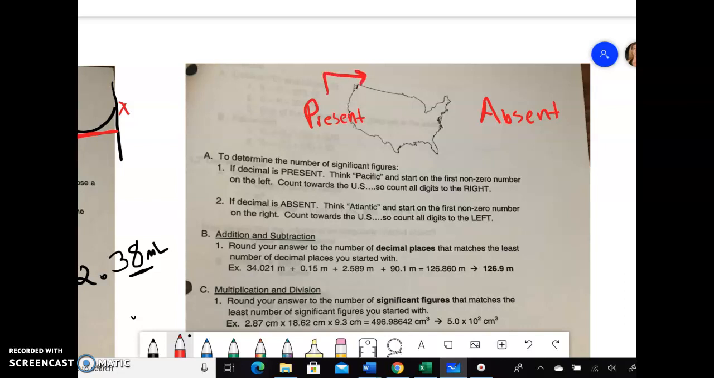So if it was present, you would count this direction. If it was absent, you count that direction. Here's what I'm talking about. Let's do some examples.